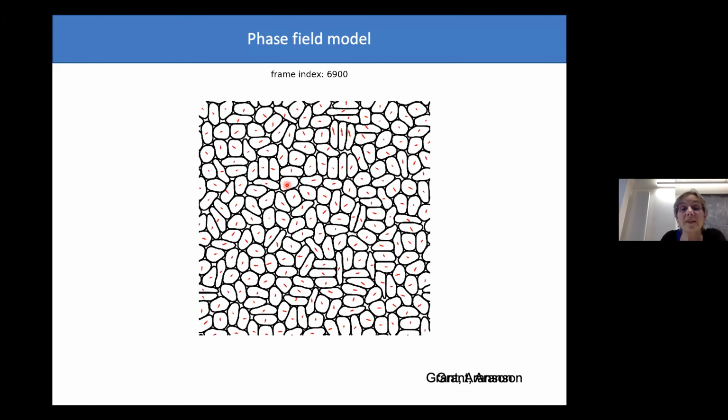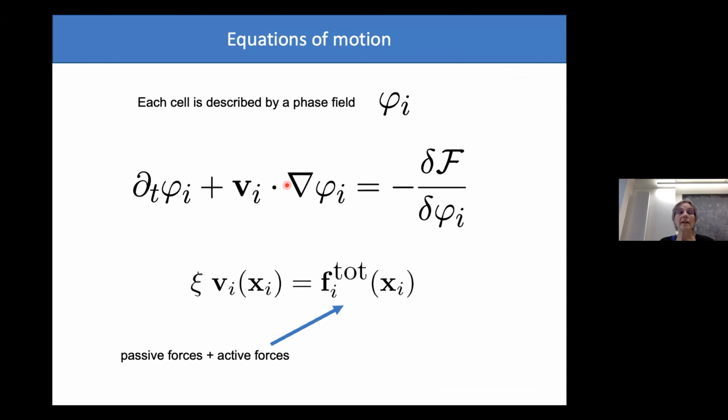So what's the algorithm behind this? Well, each cell is described by a phase field variable, phi I, which basically distinguishes the inside of the cell from the outside of the cell. And then phi I evolves according to an equation of motion like this. It evolves in time, it's convected with a velocity v, and it relaxes to the minimum of a free energy. And this v is related to the total force acting on the cells with some sort of friction coefficient. So the total force is just proportional to the velocity. Other way around, really, the velocity is proportional to the total force.